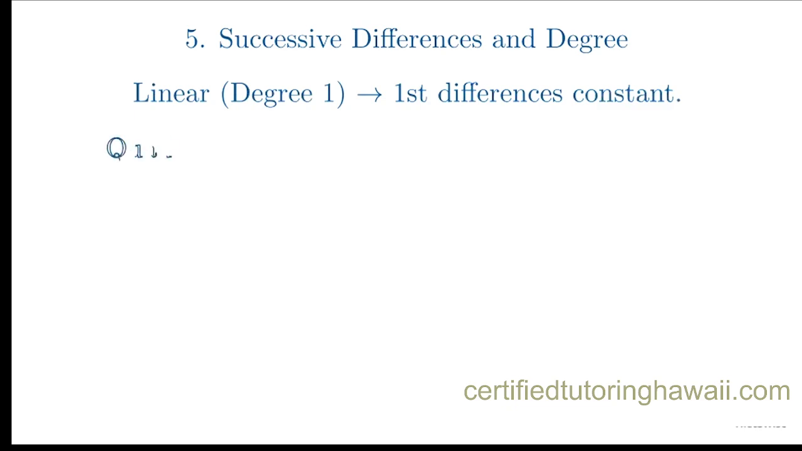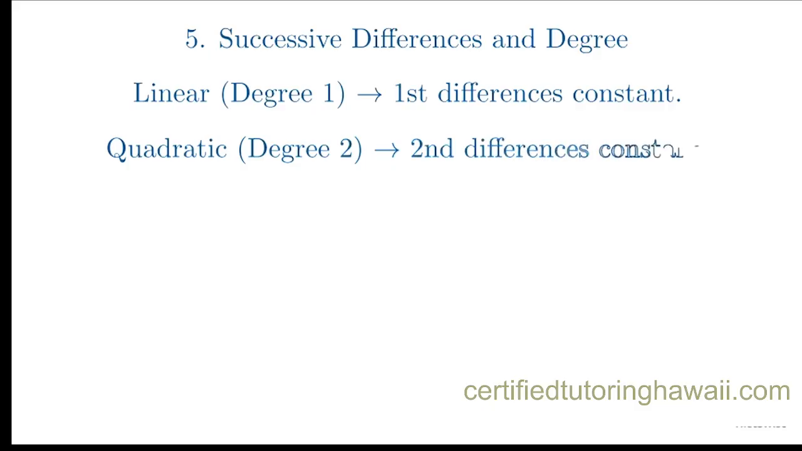If you find the difference between consecutive y values, the result is always the same number. For a quadratic function, with a degree of 2, the first differences are not constant, but the second differences are. You take the differences of the first differences, and that new list of numbers will be constant. This pattern holds for all polynomials.